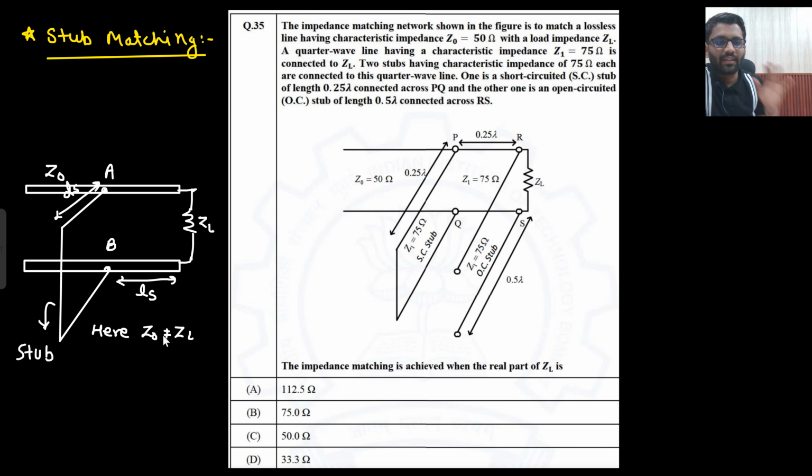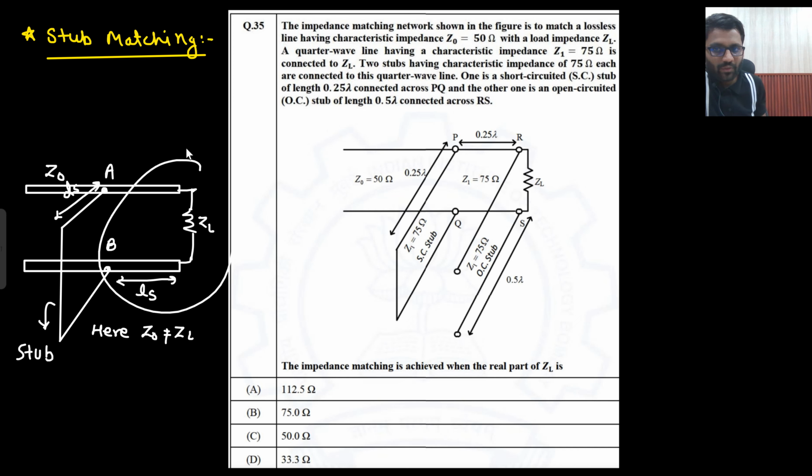Okay, this could be either open circuited or short circuited. Now at AB, I will find the equivalent impedance. What will be the equivalent impedance? At AB, the equivalent impedance will be coming because of this stub. That would be jZ0 tan(βl), since it is short circuit, so jZ0 tan β.